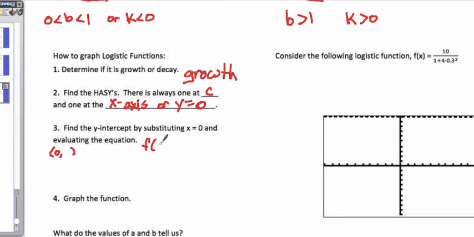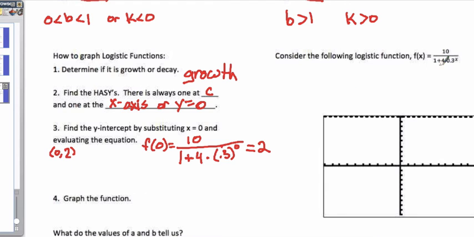So f of 0 equals 10 over 1 plus... All right, so here we go. This is going to just be 1. 1 times 4 is just 4. 4 plus 1 is 5. 10 divided by 5 is 2. So this all simplifies out to 2.